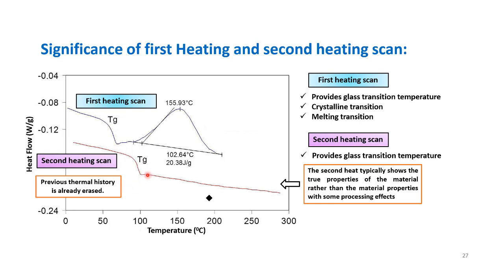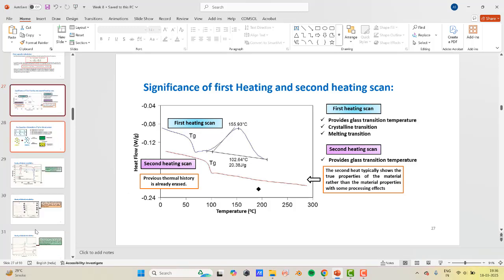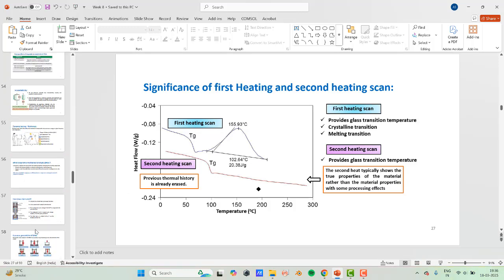What is the second heating scan basically? First we heat it from zero to whatever temperature we want, let's say around 200 degrees Celsius, and again we cool it down and heat it again. So the thermal history of the polymer gets erased, and in that case we get a true Tg value, that is the true property of the system. So what should be the answer? Can anyone tell me now what should be the answer for this question?